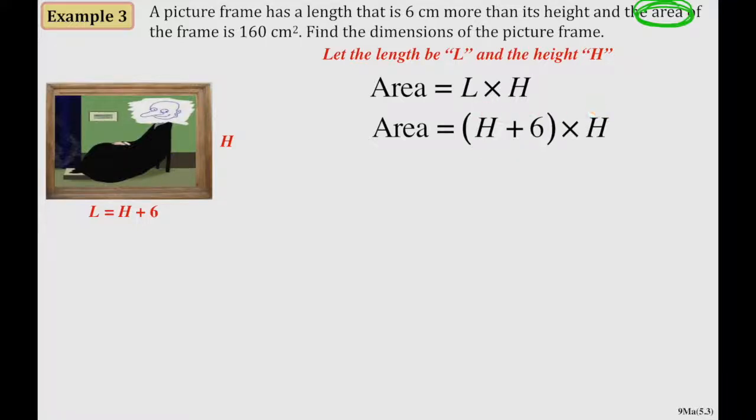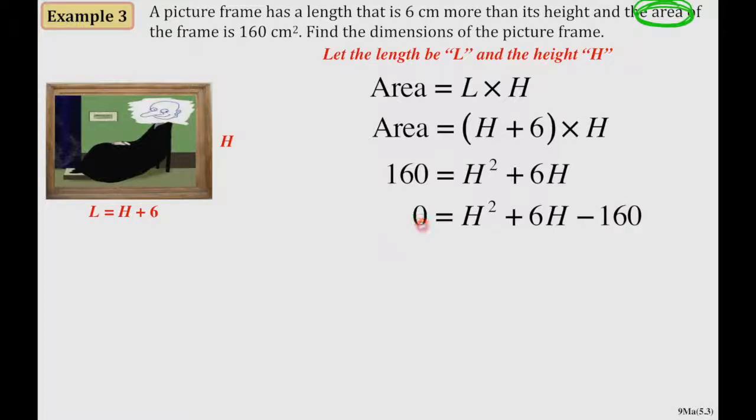Now I can multiply this out because I've got a bracket times by h. So h times h is h squared, h times 6 is 6h. But what's the area? It says in this question the area is 160. So I can put those values in. So the area is 160, h times h, h squared, h times 6, 6h. Now I'm going to subtract 160 to both sides because I want to have a 0. And I might just tidy that up. I like to have the 0 on the right hand side.